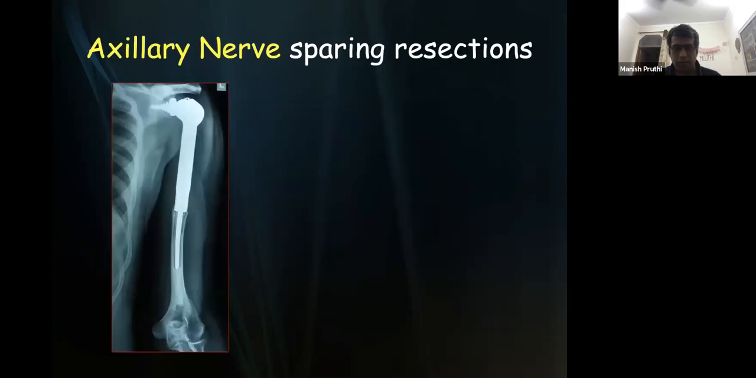If we are able to spare the axillary nerve, which is very rare in malignant tumors of the proximal humerus, but sometimes possible in a pure intraosseous tumor or sometimes in chondrosarcoma, then we can put this kind of prosthesis, which we call a reverse shoulder prosthesis. Normally we have a socket in the glenoid and a ball in the head of the humerus, but in this, the shoulder is reversed. We have a ball in the glenoid and a socket on the humeral side. When we are losing the rotator cuff, this can replace its function.